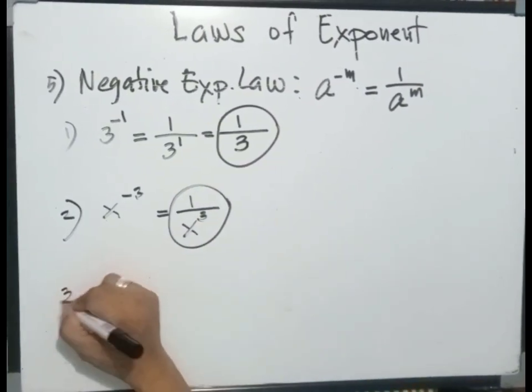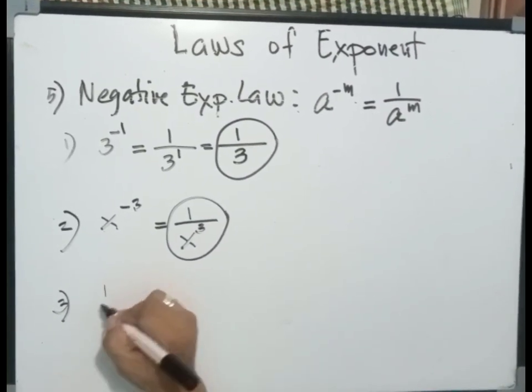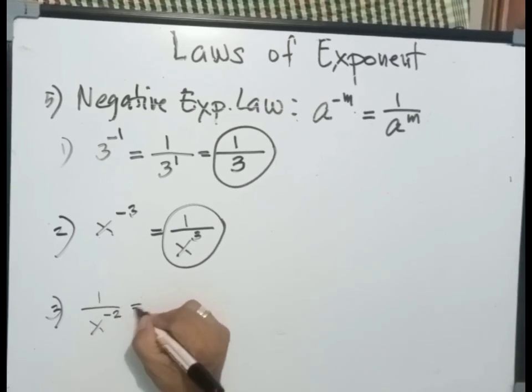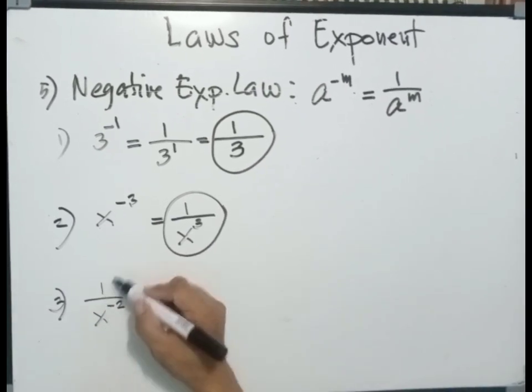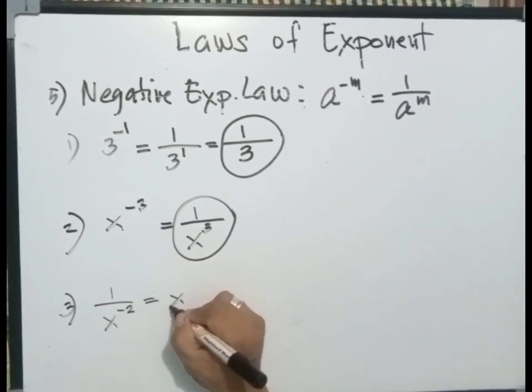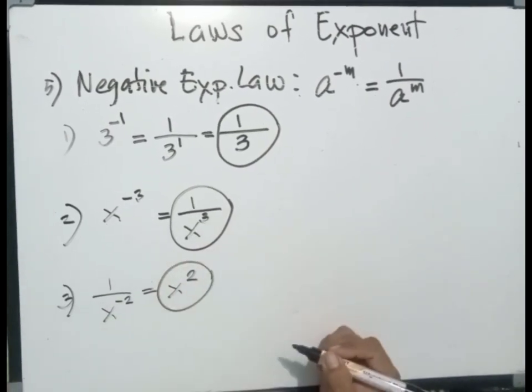And last example, kapag ang case naman ay nasa ilalim na siya, example, 1 over x raised to negative 2. Kung nasa ilalim siya, itataas lang natin to make it a positive exponent. X raised to the second power. This is our final answer.